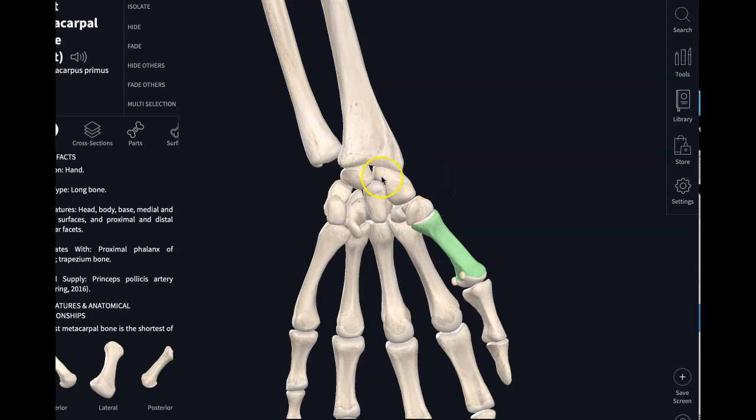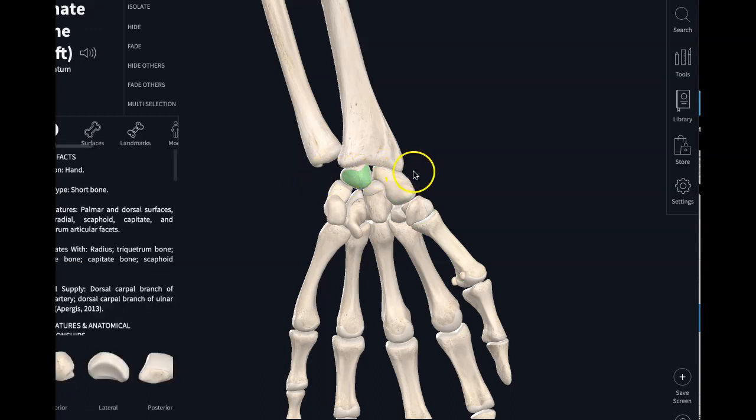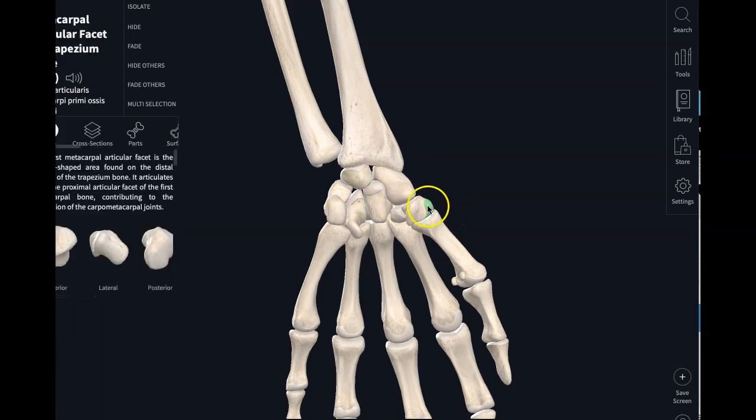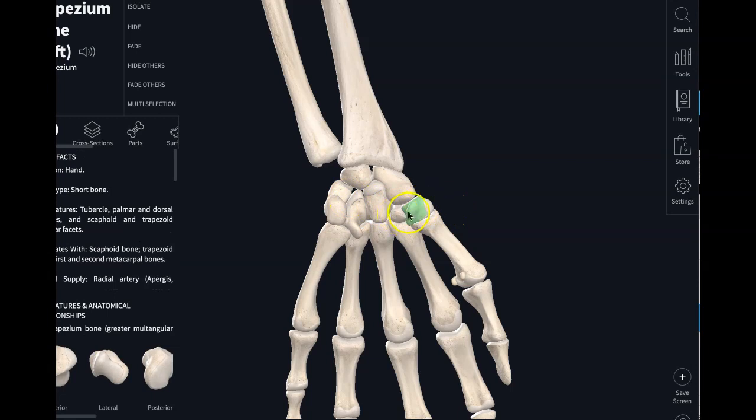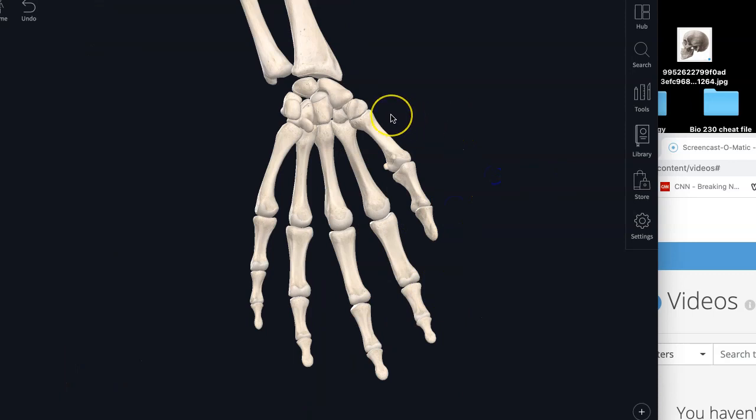So for my class, the only bones you need to know, scaphoid, lunate. Those are on the first row of bones. And the second row of bones, the carpal bones, is going to be this guy, the trapezium. So that's it for the carpal bones for my class. Then we get down into the hand. Yay, we're almost done.